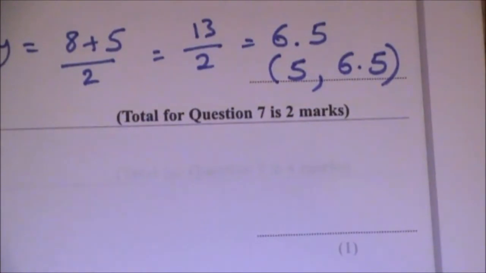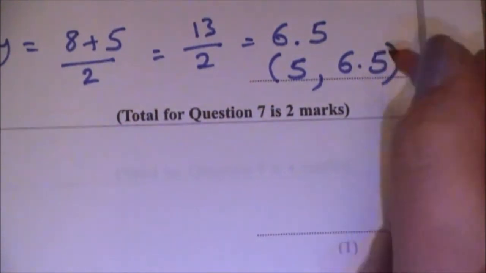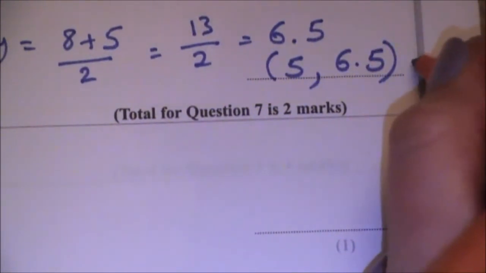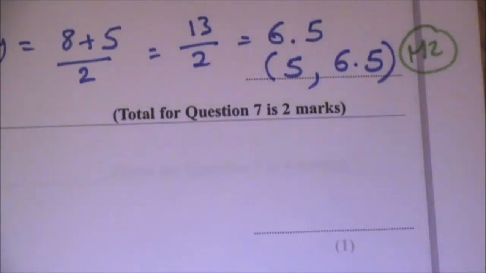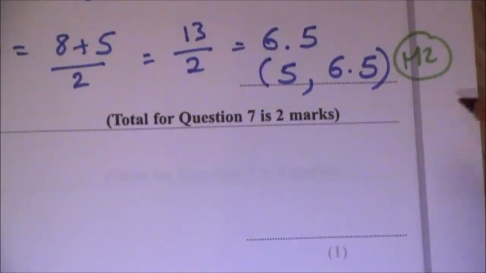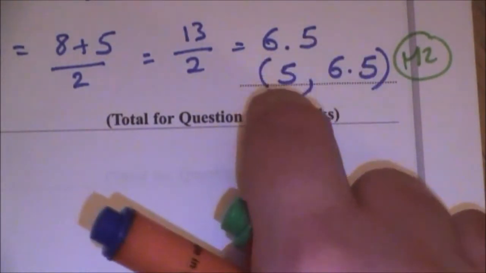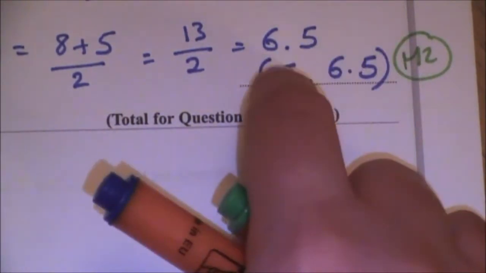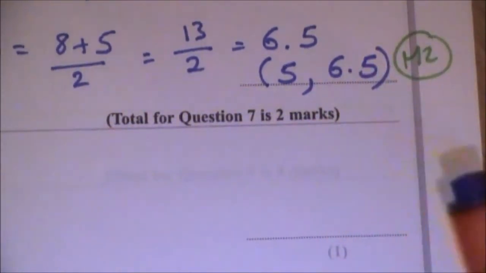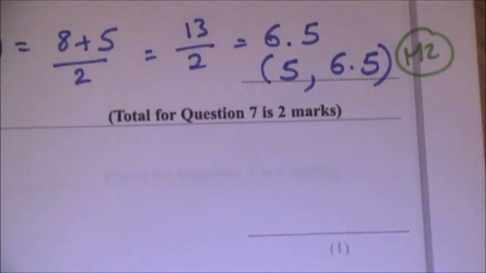And this is only a 2-mark question because really you've just had to add two numbers and then half the answer. So it's only a 2-mark question. You get 2 marks if you have it correct. If you've only got one of the values correct, so if you've got 5 comma something or something comma 6.5, then that's when you get just 1 mark.